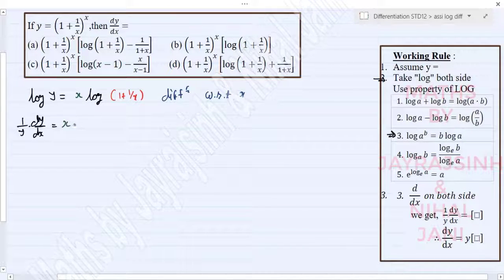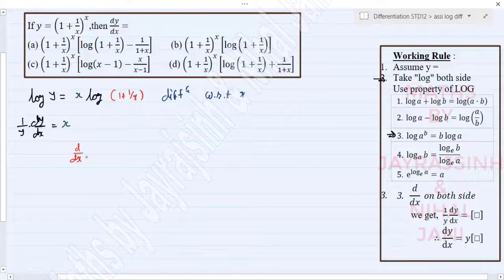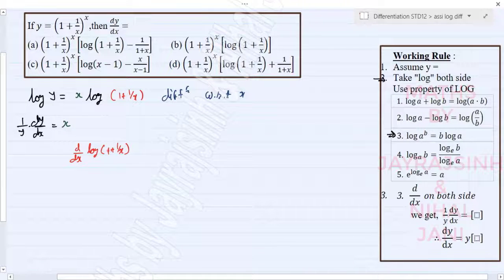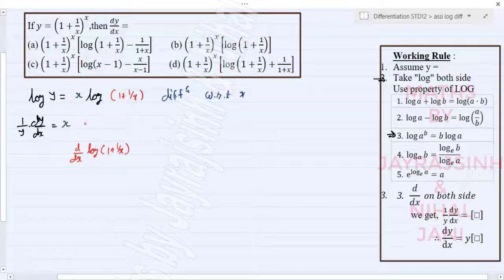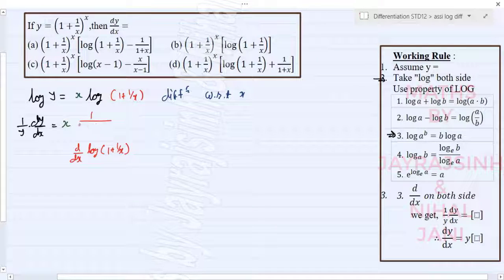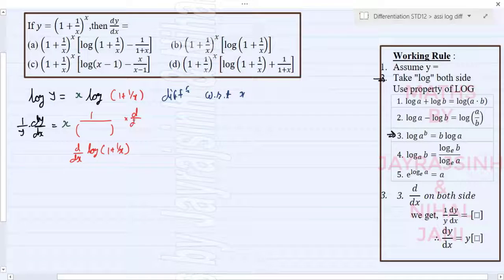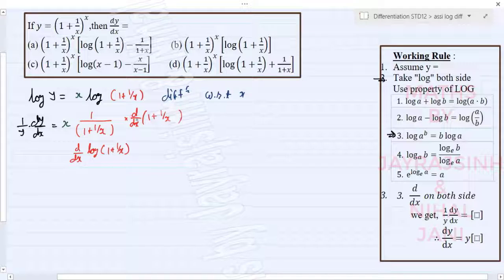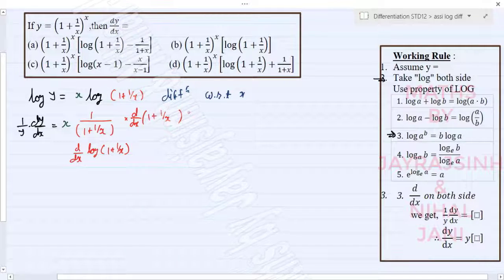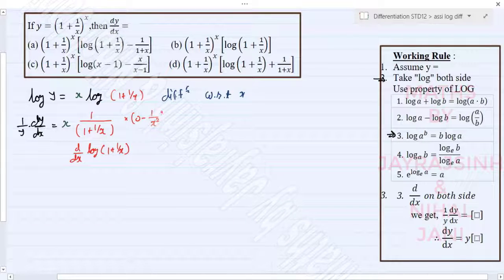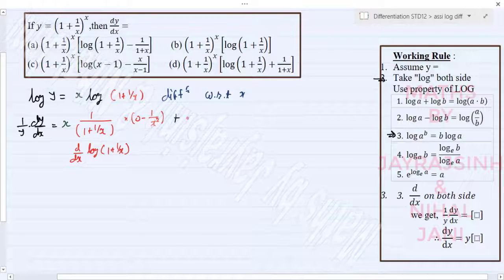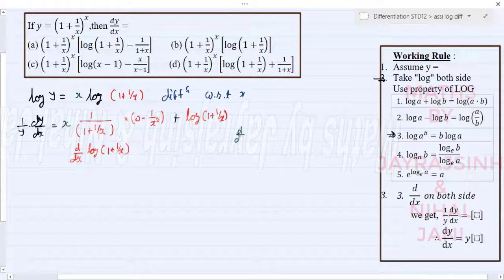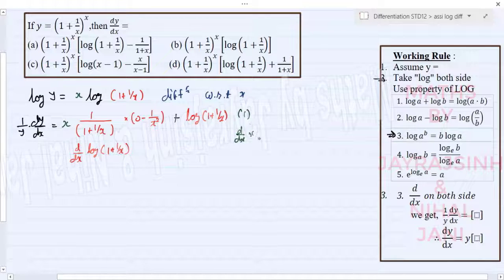Let's say your x will be as it is, and we have to differentiate log (1 plus 1 by x), and for that we have to consider a box around the 1 plus 1 by x. So differentiation of log box is simply 1 upon box into d by dx of your box. Within the box we have 1 plus 1 by x, so we just have to multiply the differentiation of 1 plus 1 by x, 0 minus 1 upon x square, plus in the second term your log (1 plus 1 by x) will be as it is. We just have to differentiate your x, which will be 1.